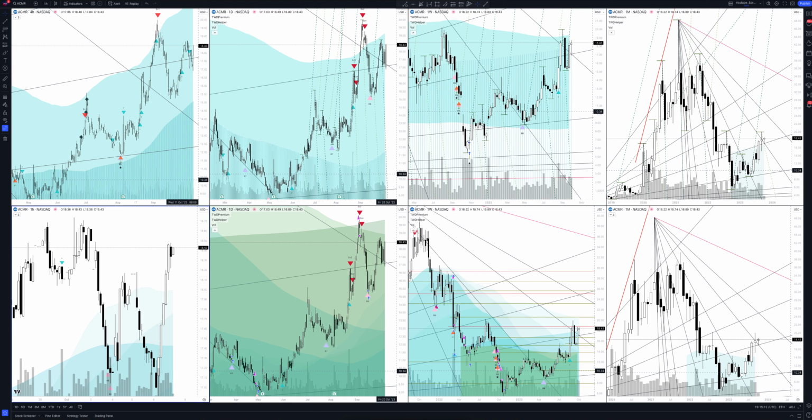Today we will take a look at ACM Research Inc. stock. Let's analyze the market situation and find out how you can make money on it. Let's start.